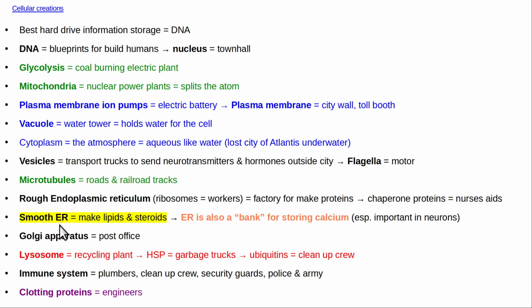You've got a smooth endoplasmic reticulum, so it's smooth because it lacks ribosomes. But the smooth endoplasmic reticulum makes lipids and it makes steroid hormones. The endoplasmic reticulum also has an overall function as a bank for storing calcium ions. And again, calcium ions are super important.